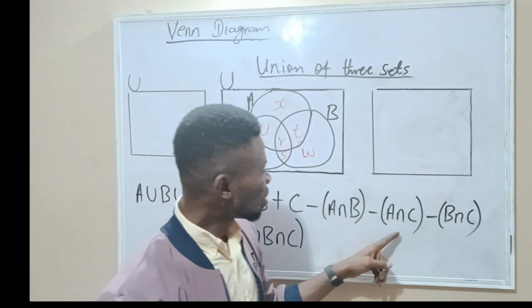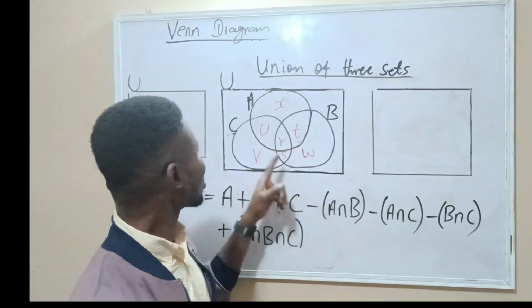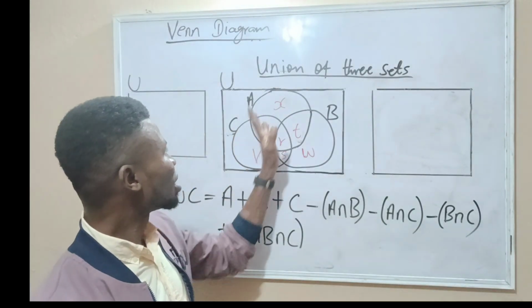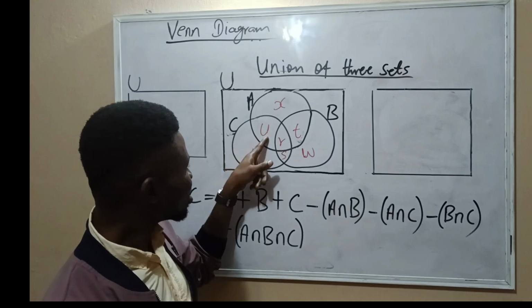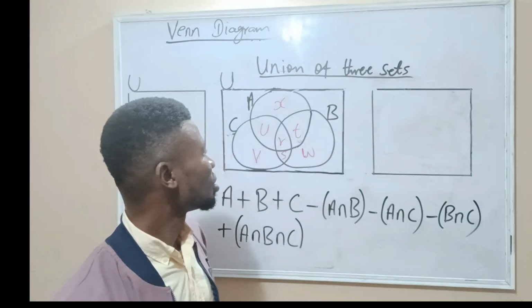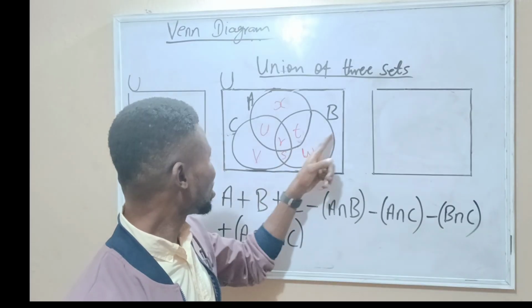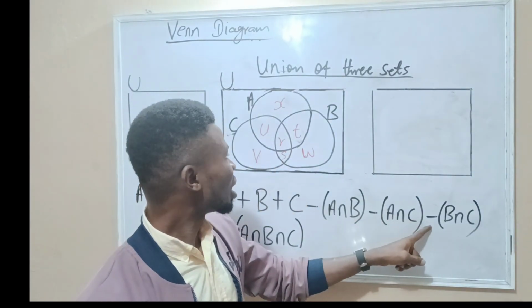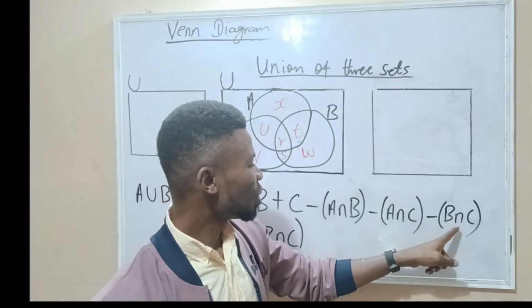Right? Now, the same thing with A intersection C. You notice that this U also was counted twice. When we say everything in A and everything in C, this U was counted twice. Then in order to remove it, we say minus A intersection C. Then the last one is this S, which is B intersection C. This S was counted twice, and then in order to remove it, we say minus B intersection C.